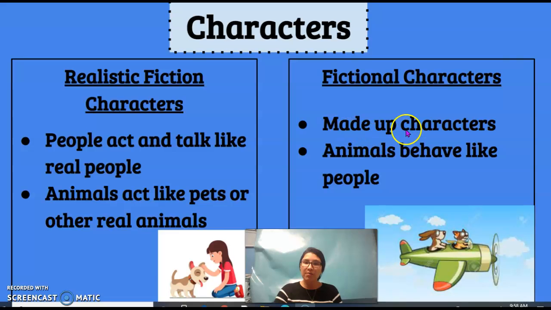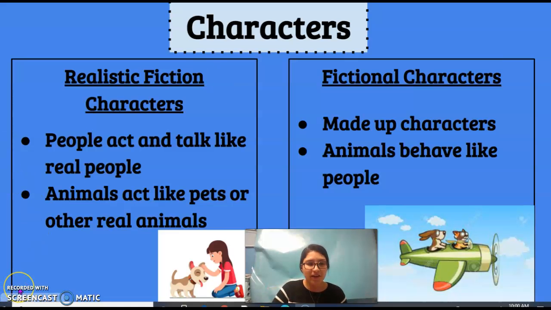Fictional characters are made-up characters. Animals behave like people. So right here, here's a little example of a cat and a dog flying an airplane. They're behaving like humans, right? Do animals like that, dogs and cats, do they fly airplanes? No, that's made up. It is fiction. It is fake. Realistic. Remember, realistic seems real. Fiction, it's not real. So you put them together, realistic fiction. It seems real, but it's not real, okay?